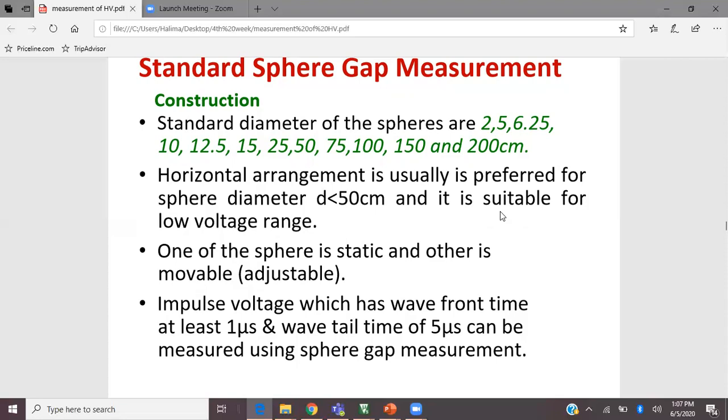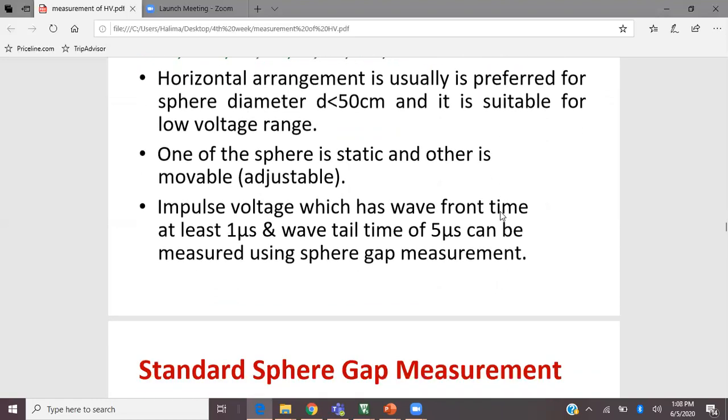As I said before, there can be a horizontal arrangement and also a vertical arrangement. Normally we prefer the horizontal arrangement for sphere diameter D less than 50 centimeter, which is suitable for the low voltage range. One of the spheres is static and the other is movable, adjustable. By increasing or decreasing the gap distance, we have to see how much our high voltage is. Impulse voltage which has a wavefront time of at least 1 microsecond and wave tail time of 5 microseconds can be measured using the sphere gap measurement.